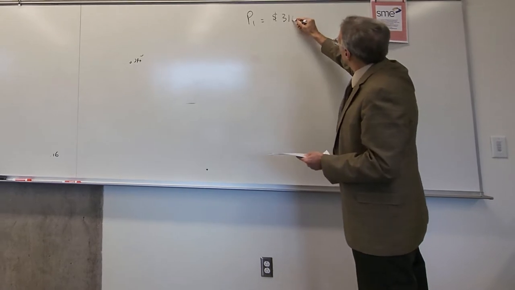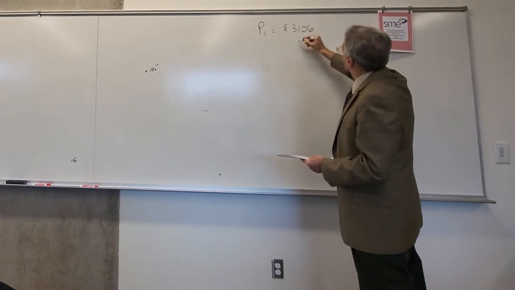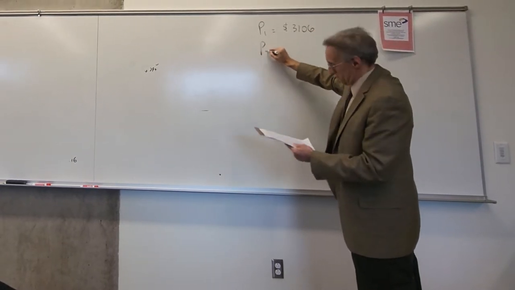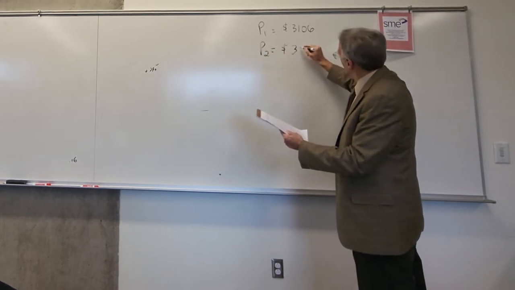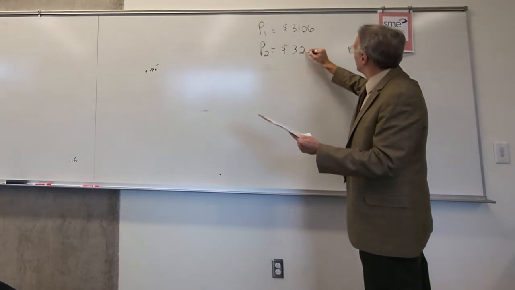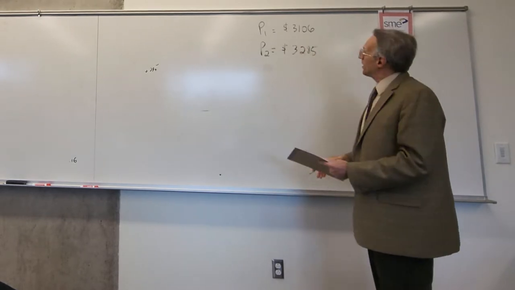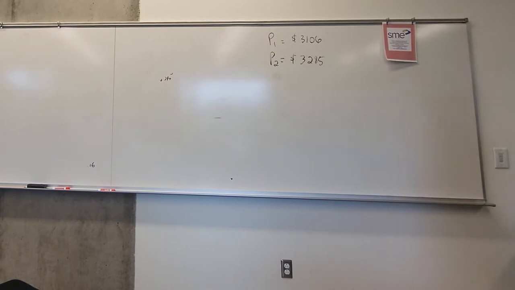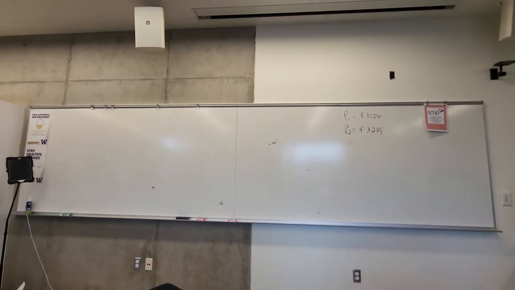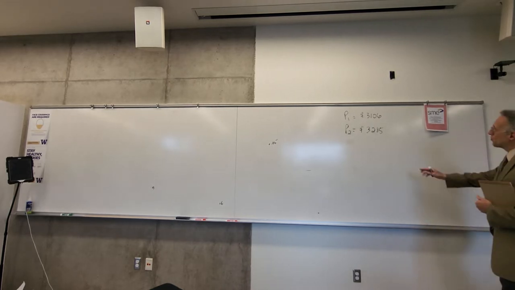$3,106? Yeah. How about the second one? $3,000 what? $285. Somewhere around there. Yeah, there'll be some differences depending on rounding and whether you calculated the interest factor or looked it up. But yeah, it's roughly around there.